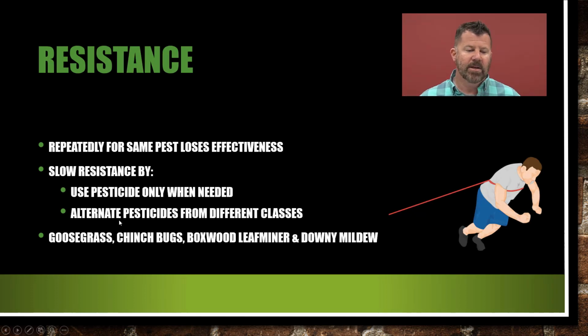Resistance. Repeatedly using the same pesticide for the same pest causes it to lose its effectiveness. Don't do it. You've got to change it up. You've got to change up different classifications of chemicals for the same pest.